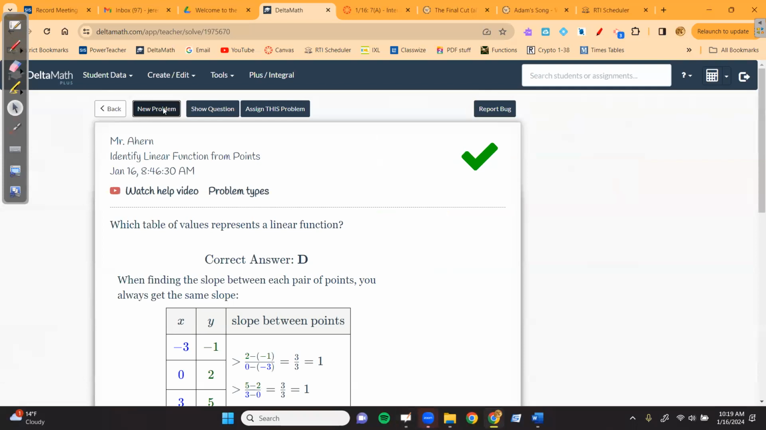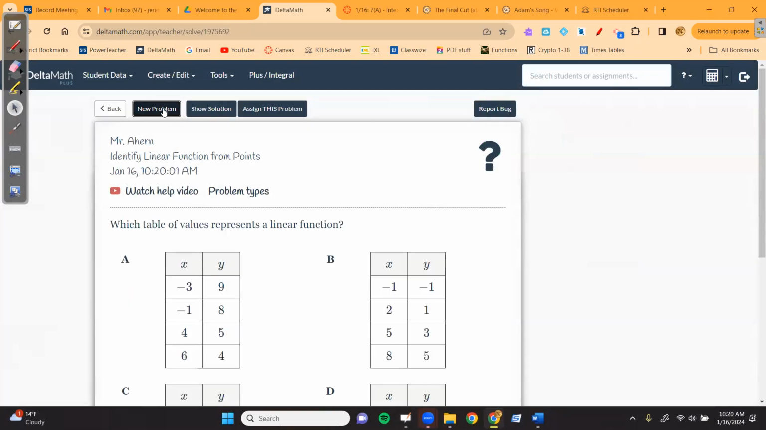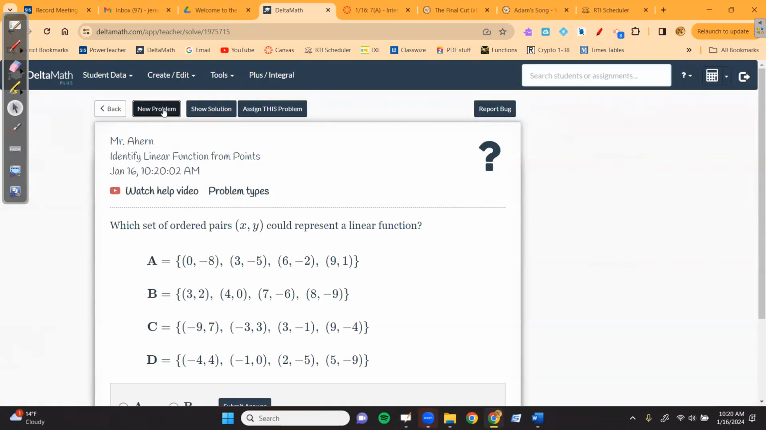And again, sometimes it will say which one is not. Let's go find one that... By the way, it can also look like this, right? Let's do one that's in this format. So let's look at A.